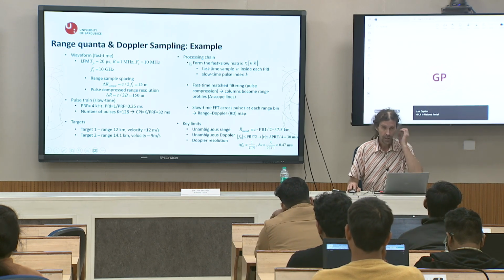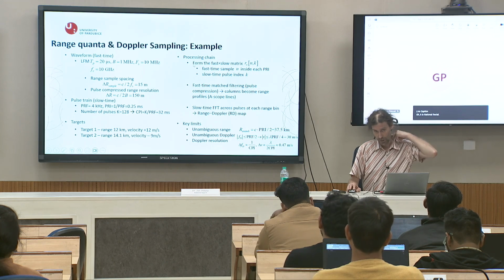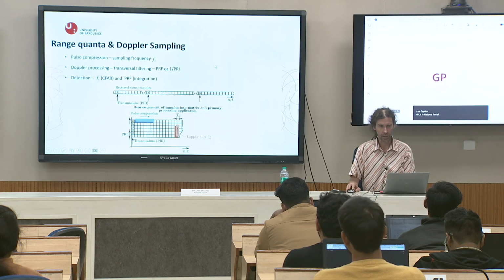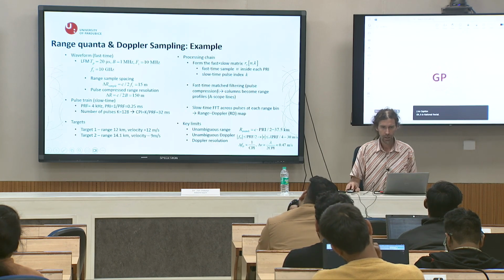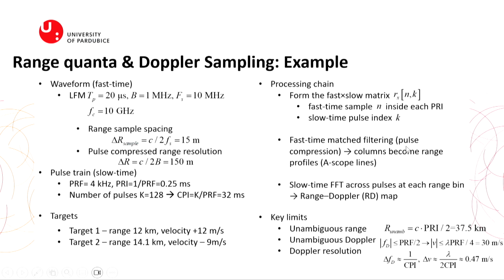So, what is the processing chain? We form the fast-slow matrix. We make fast-time matched filtering. It is pulse compression. What is it? Cross correlation. And columns become range profiles. From cross correlation we know range.